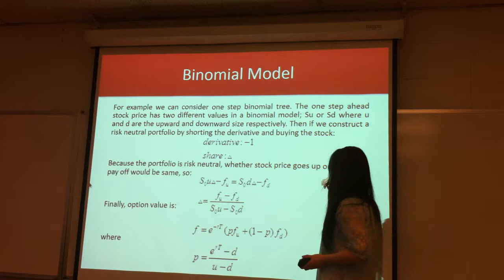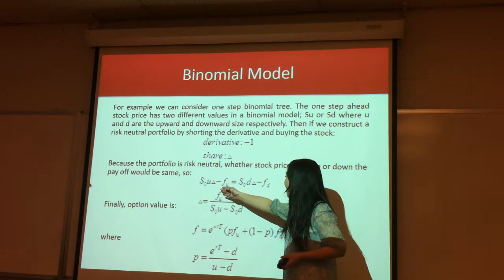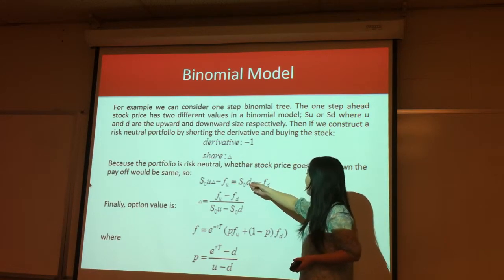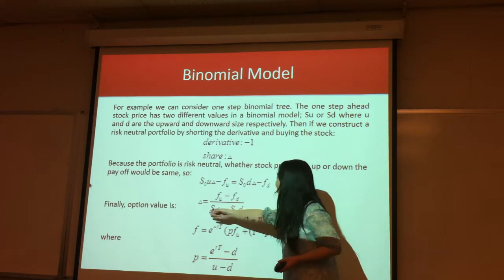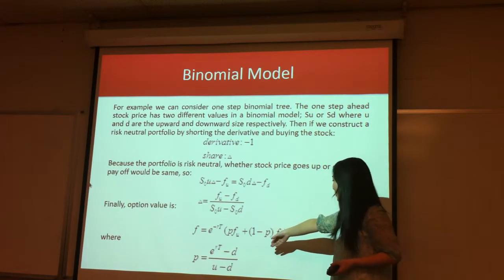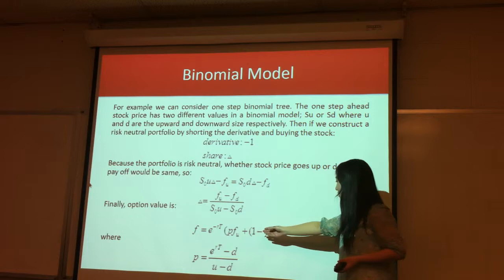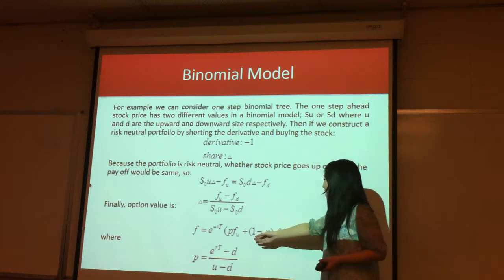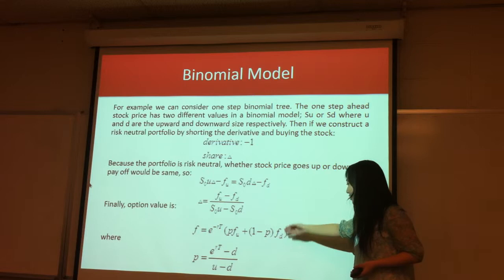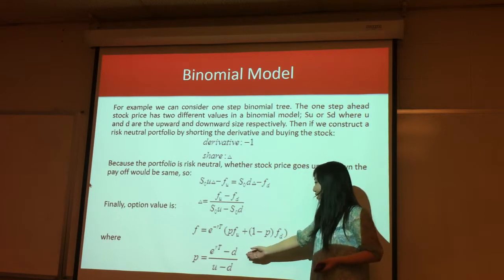The payoff is the same because the portfolio is risk neutral. The u is the parameter by which the price goes up, and the d is the parameter by which the price will go down. This is the number of shares. The shares is equal like this, and we can get the final value. The final option value is like this. It's the present value of the probability multiplied by f_u, plus (1 minus the probability) multiplied by f_d, and p is the probability the price will go up.